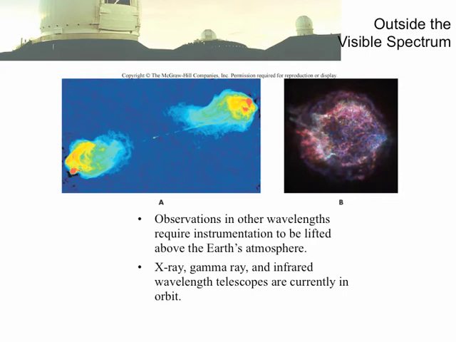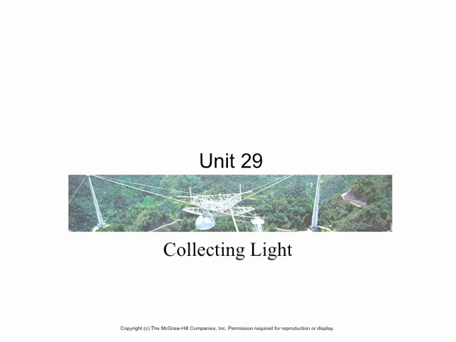We can also use telescopes to observe wavelengths that we cannot see. Telescopes with X-ray capability, gamma ray capability, and infrared capability are in orbit outside of the Earth's atmosphere. This is important because the Earth's atmosphere does absorb certain wavelengths of light, making it harder to see those things if we were to keep the telescopes on the ground. Let's talk more about how we collect the light in a telescope.